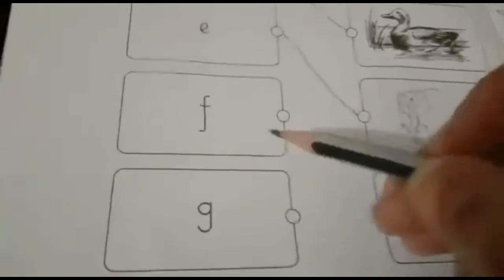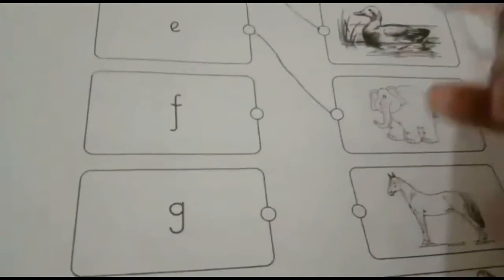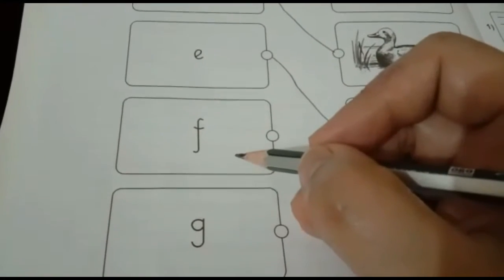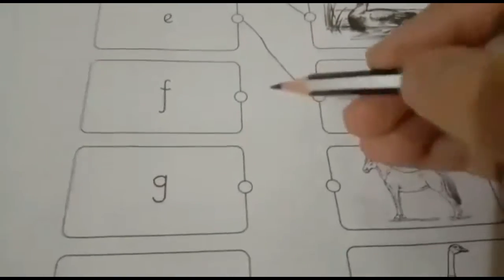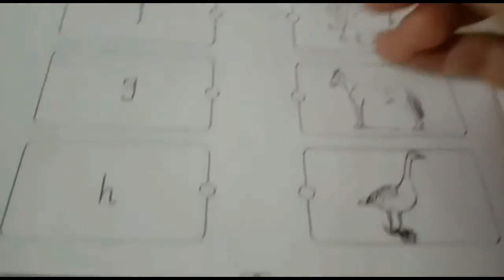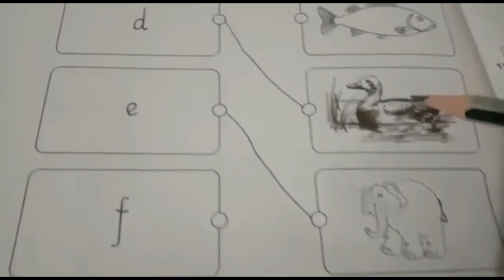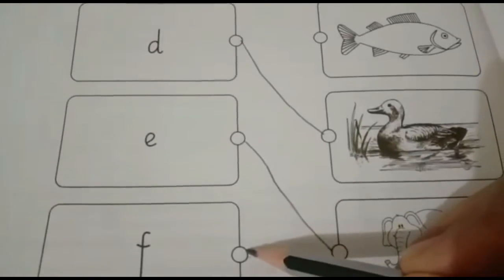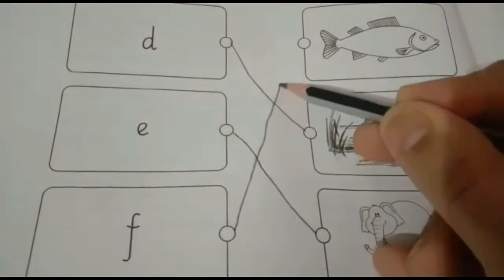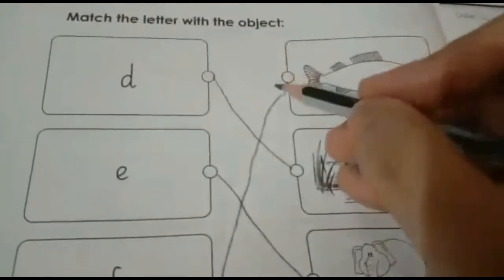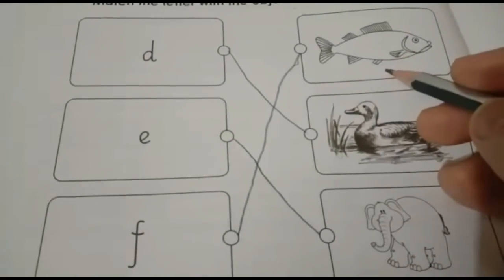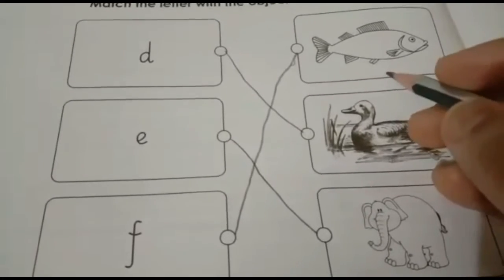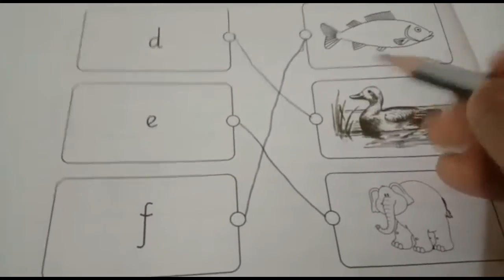Okay, now next is lowercase f. The sound of letter F is f. Now I will find out the picture for letter F. F, fish. Yes, F is the first letter for fish. The beginning sound of fish is F, fish.